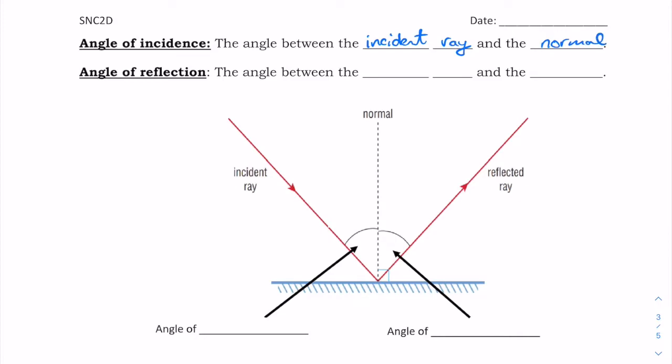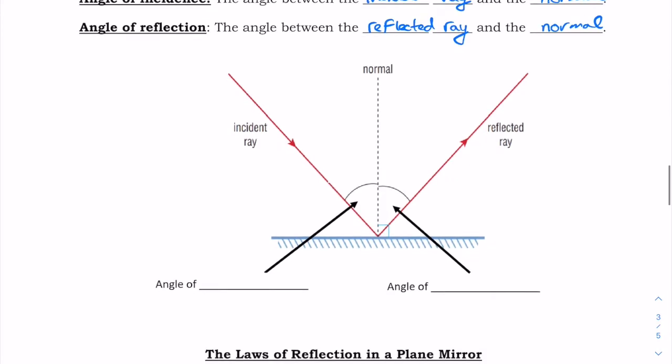And the angle of reflection is defined to be the angle between the reflected ray and the normal. Let's label these in the picture below. So it's the exact same image from the previous page. We have the incident ray on the left and the reflected ray on the right. And just to make it clear, I'll just highlight the normal.